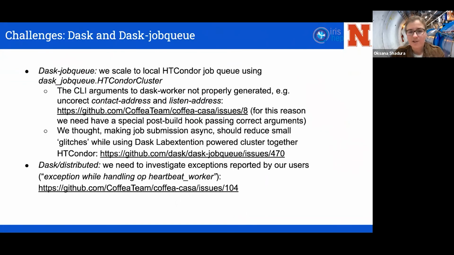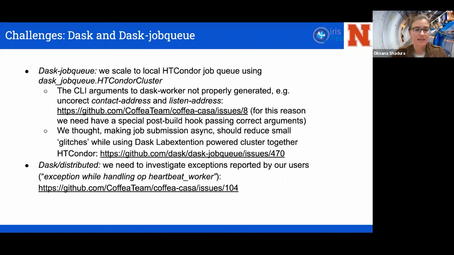Now a bit about challenges. Since we're just starting, it's really the beginning of our discovery, and we will probably contact you a lot and ping the Dask community about what to do. But I just wanted to share what we noticed and what users are starting to report to us.